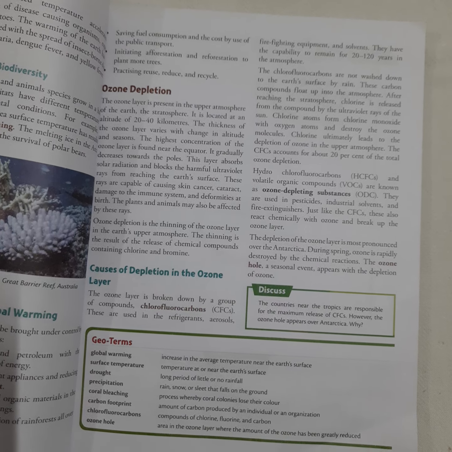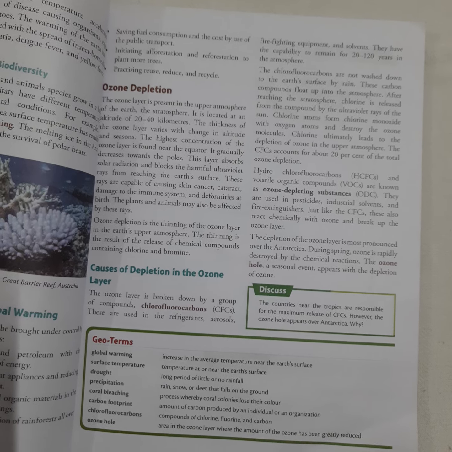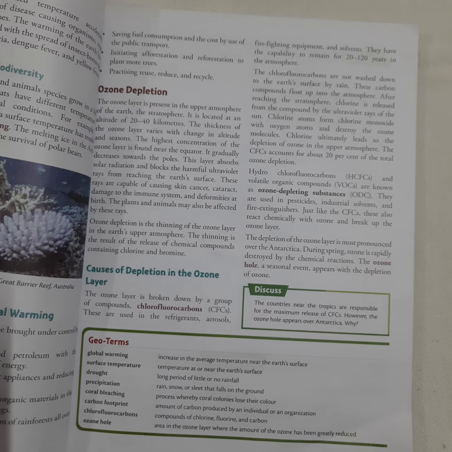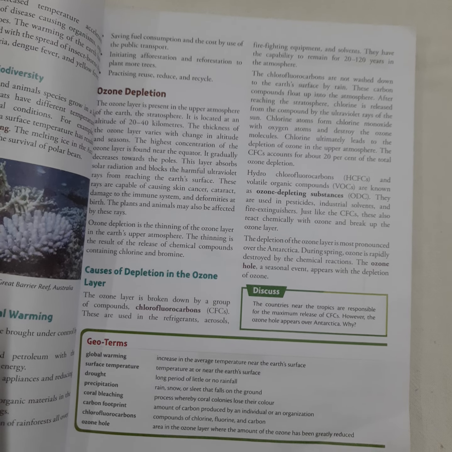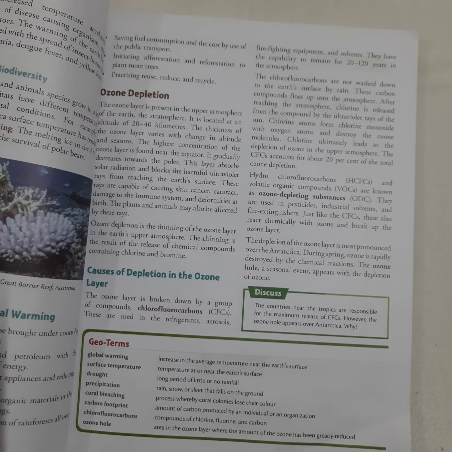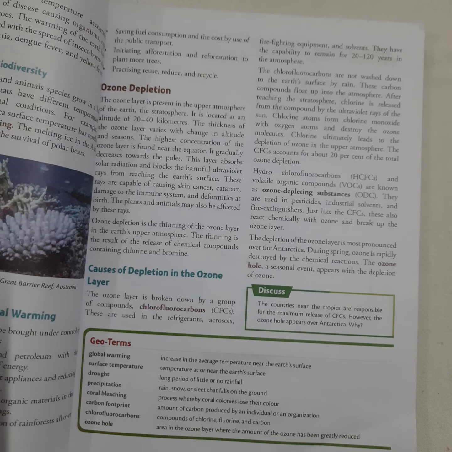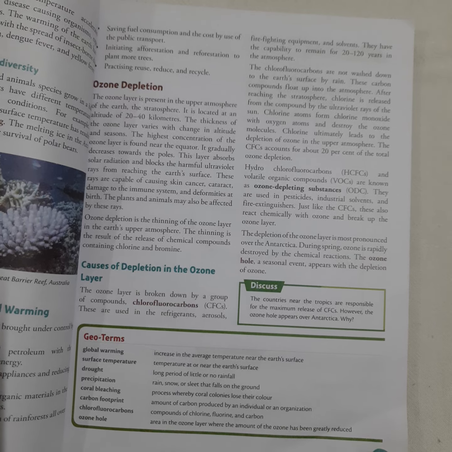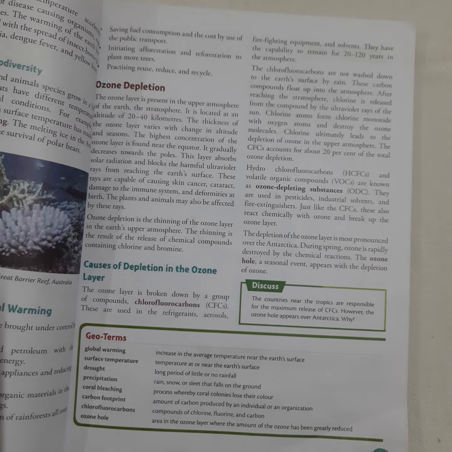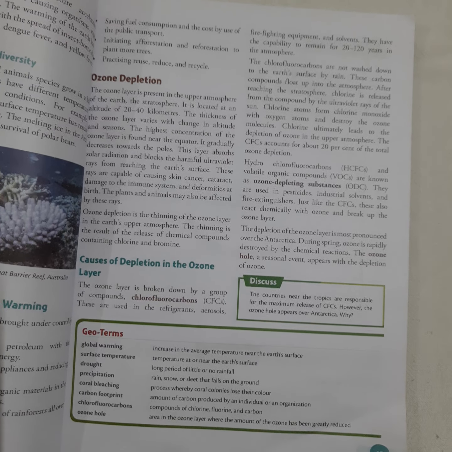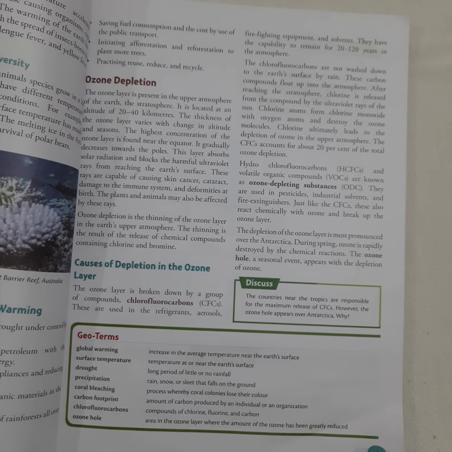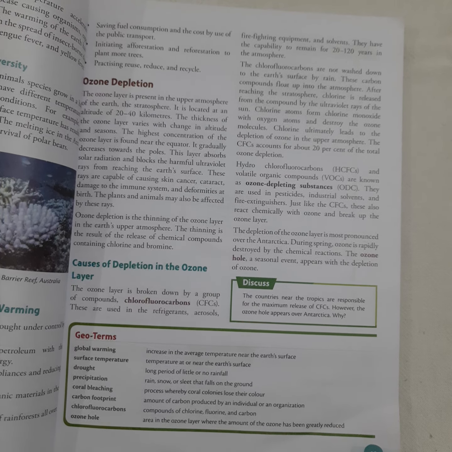These carbon compounds float up into the atmosphere. After reaching the stratosphere, chlorine is released from the compound by the ultraviolet rays of the sun. Chlorine atoms form chlorine monoxide with oxygen atoms and destroy the ozone molecules. Chlorine ultimately leads to the depletion of ozone in the upper atmosphere. The CFCs account for about 20% of the total ozone depletion.